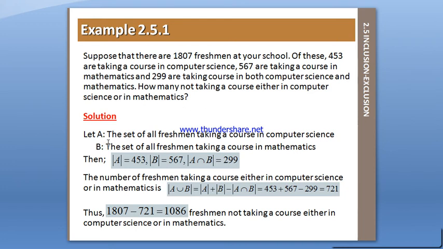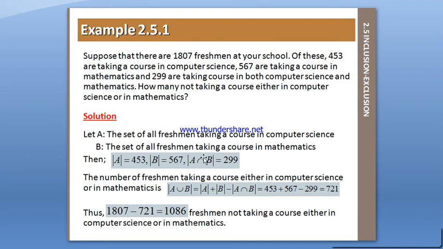Let us denote by A the set of freshmen taking a course in computer science, and by B the set of freshmen taking a course in mathematics. Then clearly from the given problem, the number of students in set A, denoted mod A, is 453, similarly mod B is 567, and mod A intersection B is 299 as given in the problem. Now the number of freshmen taking a course in either computer science or mathematics, which is mod of A union B, is mod A plus mod B minus mod of A intersection B. Substituting the known values, we get 721.